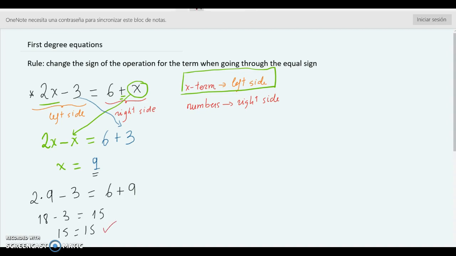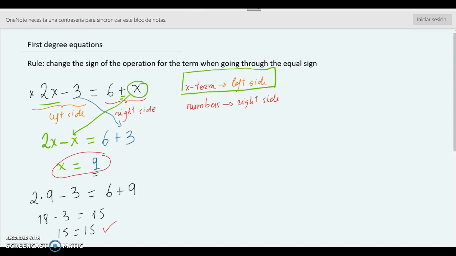The solution 9 is right. 15 is not the solution. Okay? We are only checking that the solution is right. The solution is 9.